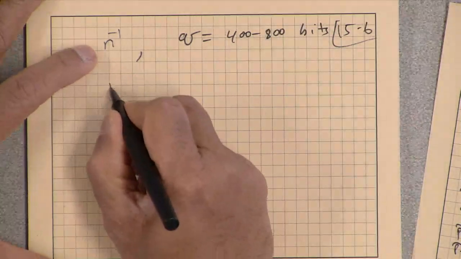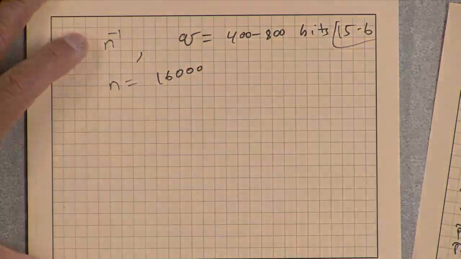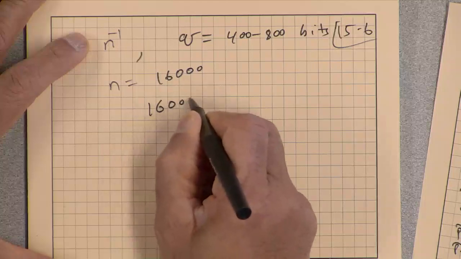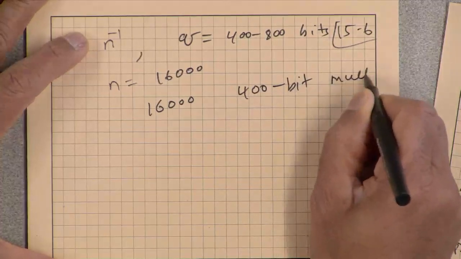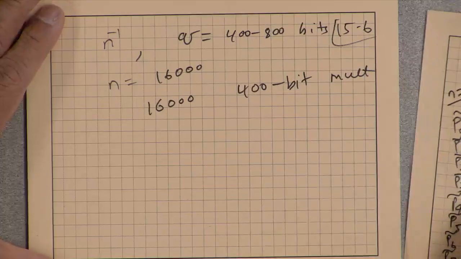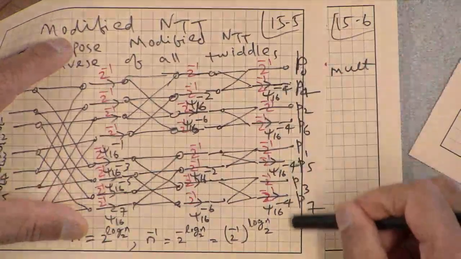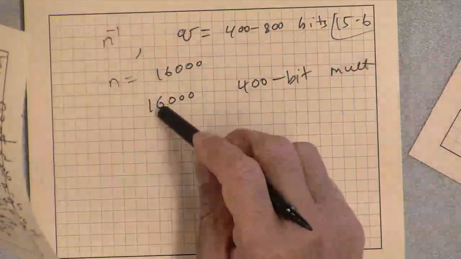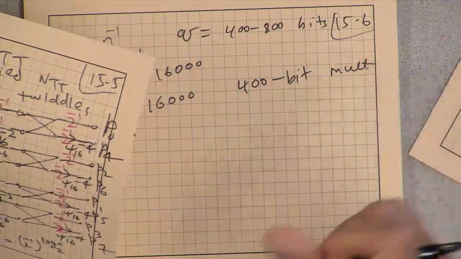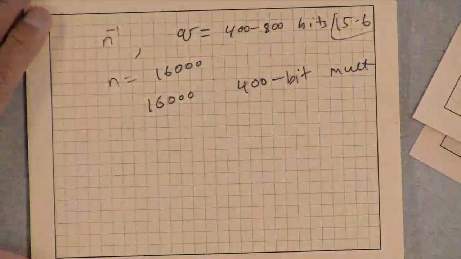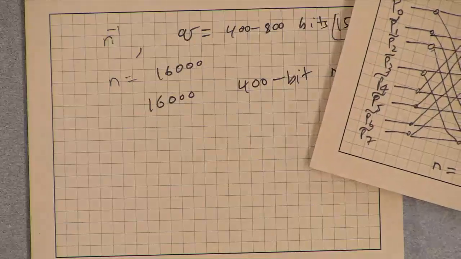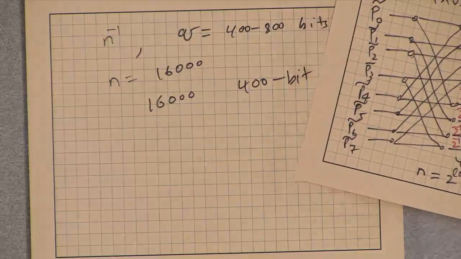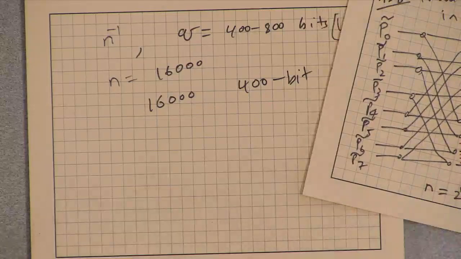So if I had n equal to say 16,000, that means I would need 16,000 of these 400-bit multiplications. That's what I would need to do if I were to multiply n inverse for all of these n outputs. So I would need n multiplications. Okay, so what have we accomplished by multiplying by 2 inverse? What's the advantage? It turns out that multiplying by 2 inverse can be implemented not by a multiplication but by a simple add operation.